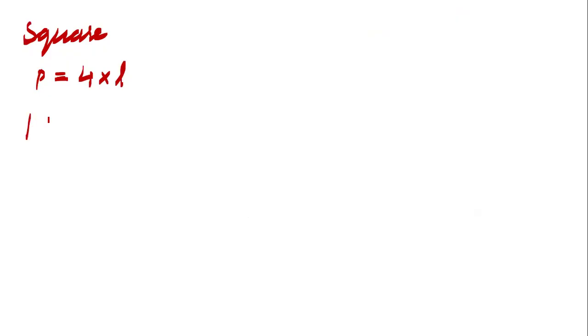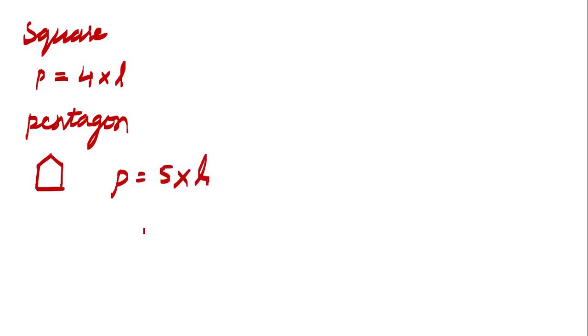For a regular pentagon, this is the shape. Here all sides are equal. Therefore, the perimeter of this figure is equal to 5 into side.